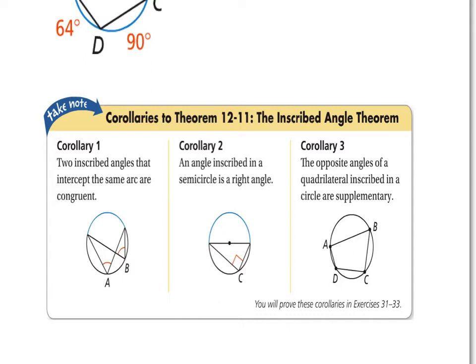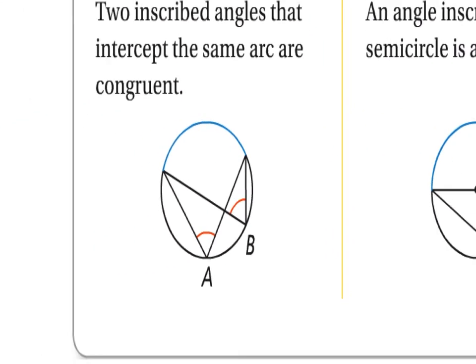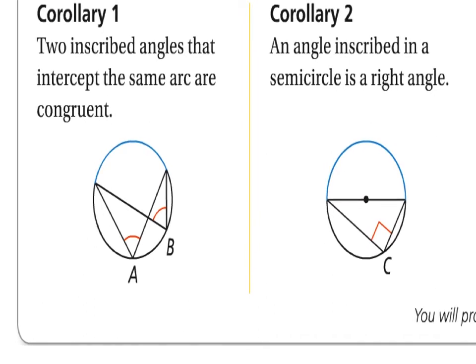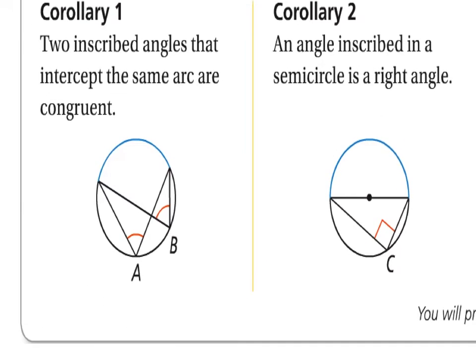So let's take a look here at the first corollary. It says two inscribed angles that intercept the same arc are congruent. So, as we look at this example here, you'll notice these two angles right here, angle B and angle A. If I were to follow those angles, let's take angle B in red. Here's the angle. Those are the two chords that make up that angle. This is the arc that makes up angle B, okay?